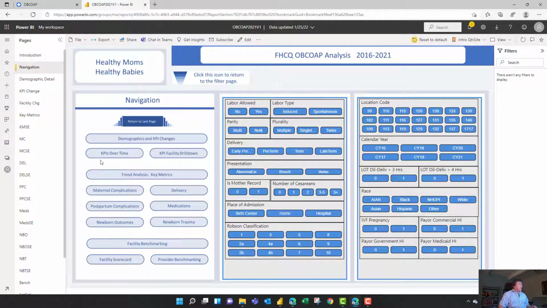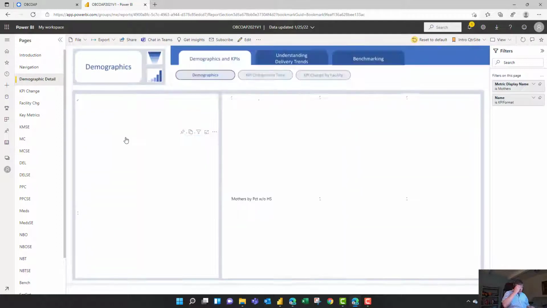I simplified the navigation into pages, so there are now 3 sections where I'm looking at demographics and KPI changes, KPIs over time, and the drill down at the facility level. The trend analysis is very, very similar to the previous report. There's one really significant change where I've brought in Robson data, so we can look at the Robson classification system by all of these metrics. Then the benchmarking section is essentially identical to what was there before. Let's go take a look at the demographic and KPI changes.